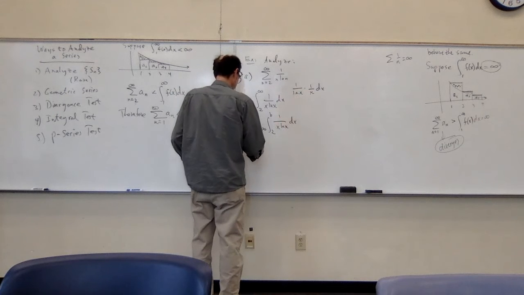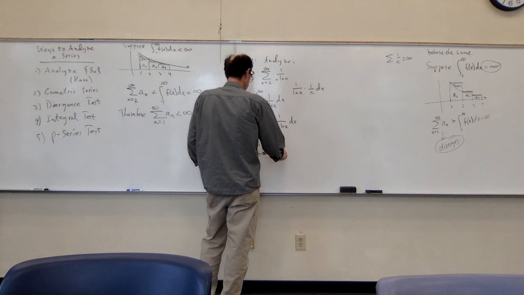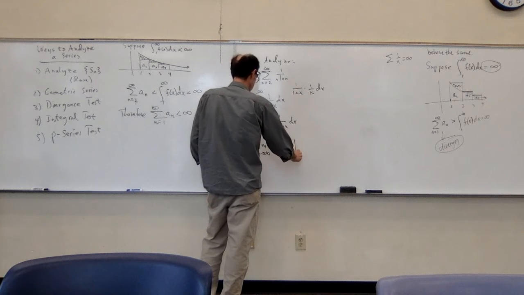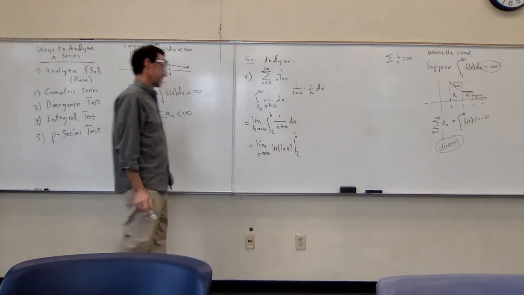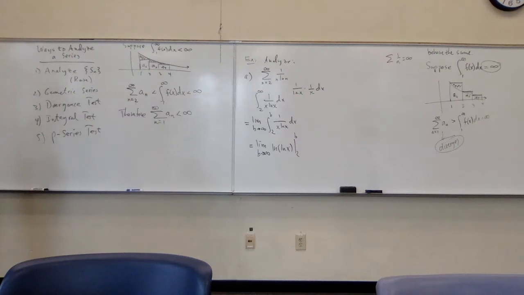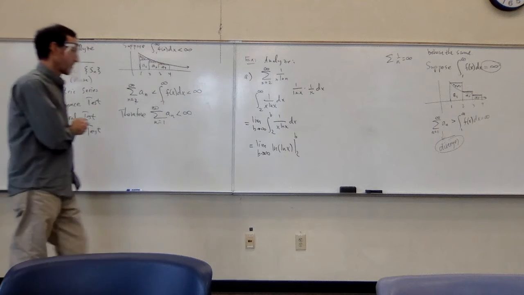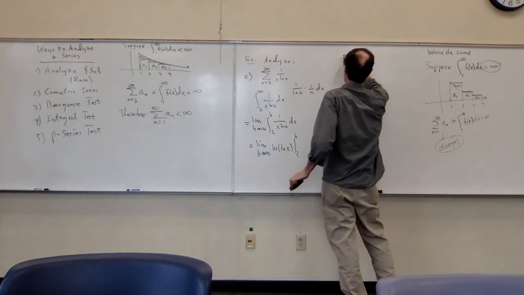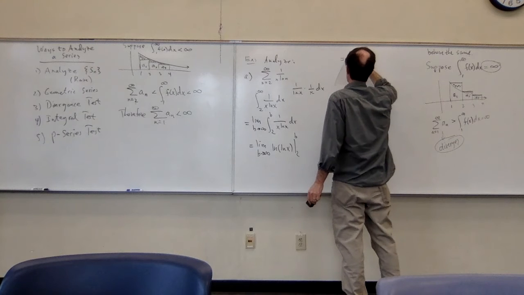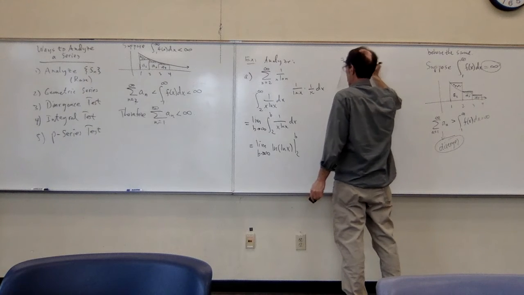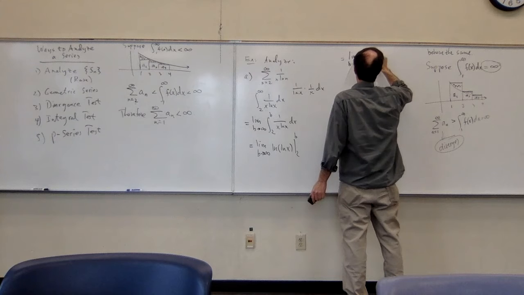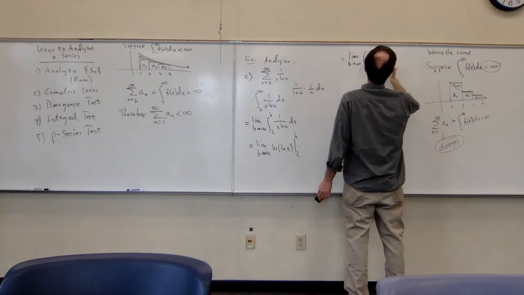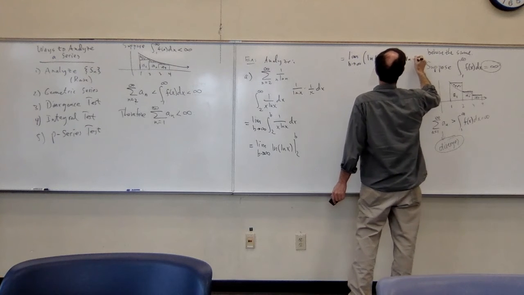So you get ln of ln x. See how that works? Plug in the limits: ln of ln b minus ln of ln 2.